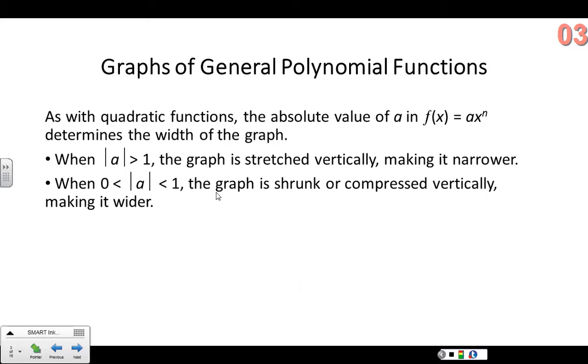Graphs of general polynomial functions. As with quadratic functions, the absolute value of a in f of x equals a times x to the n determines the width of the graph. If you have a number that's greater than 1, the graph is going to be stretched vertically. In other words, it's going to be more narrow than it would have normally been. If the number in front is a fraction between 0 and 1, the graph is going to be shrunk or compressed vertically, making it open wider than normal.